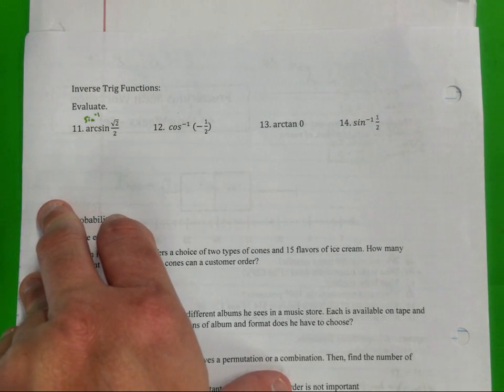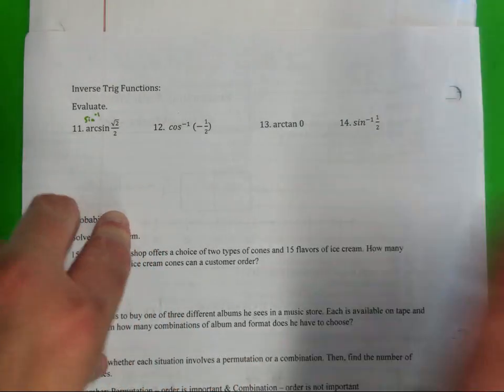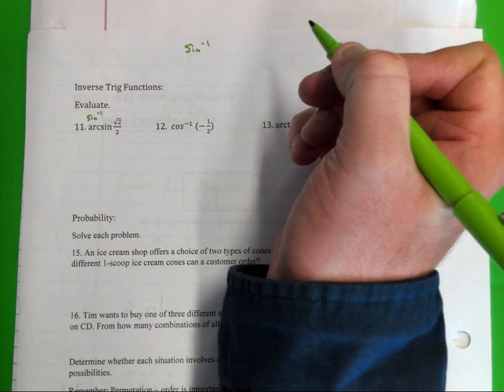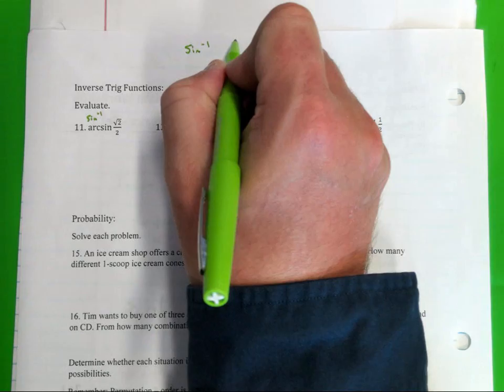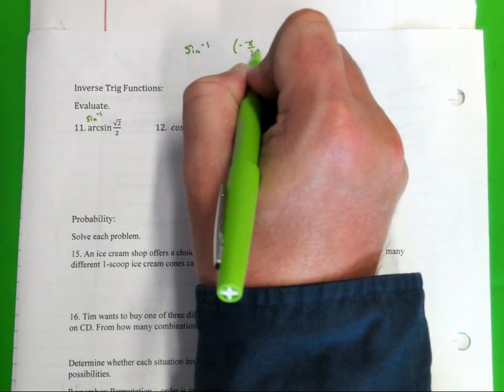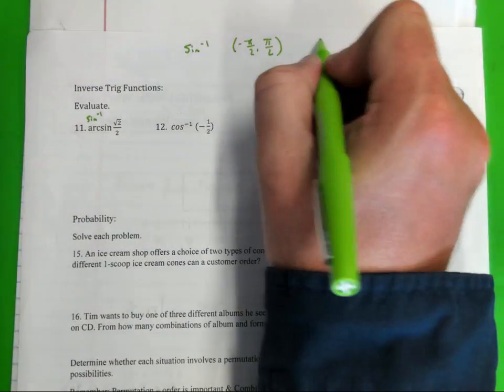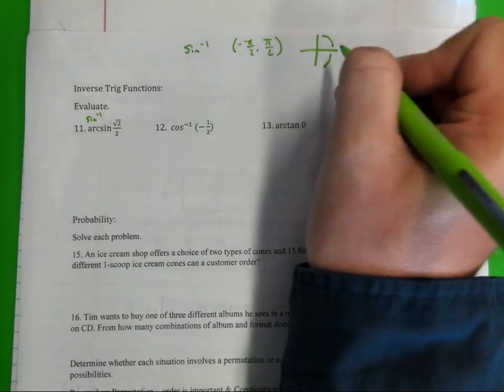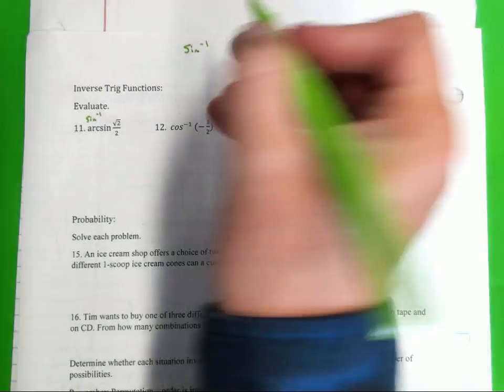Alright, let's remember our intervals here. Where can arc sine, the inverse sine function, occur? It can occur from negative pi over 2 to pi over 2. Remember this? It can appear here and here. Quad 1 and quad 4.